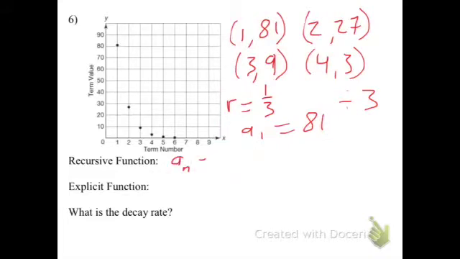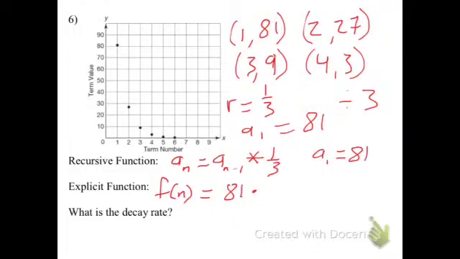The recursive one is a sub n equals a sub n minus 1 times 1/3. And then a sub 1 equals 81. The explicit function is going to follow the geometric one, because it's a geometric sequence. You're multiplying every time. Initial value times your common ratio to the n minus 1 power.